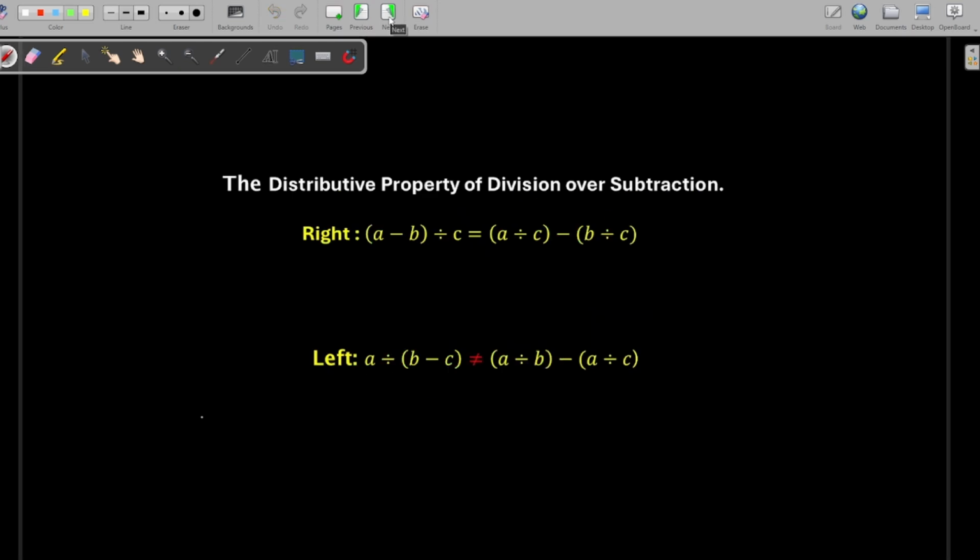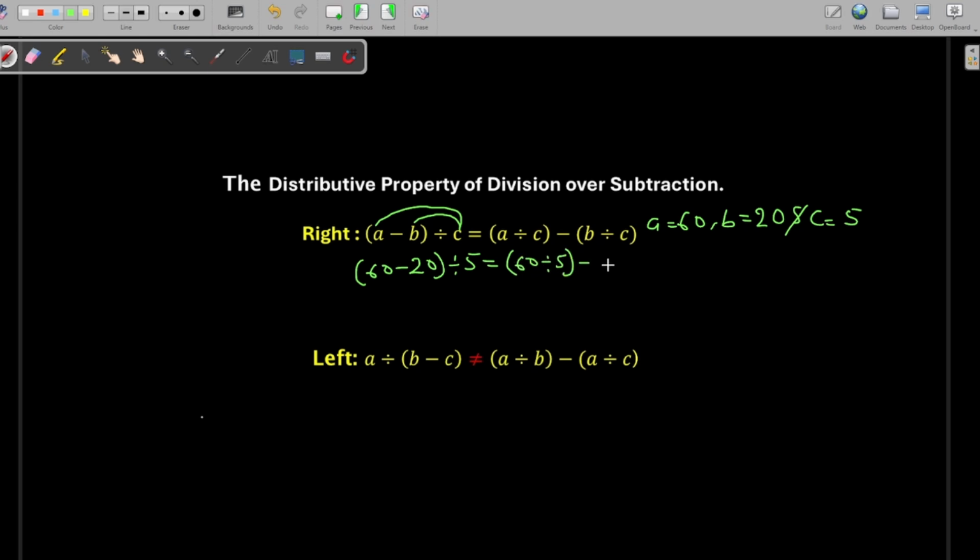Also, division is distributive over subtraction from the right hand side to give us this expression, but not from the left hand side. So for example, we have a to be 60, b equal to 20, and c equal to 5. So let's substitute into this expression. So we have open bracket a 60 minus b, which is 20, divided by 5. So that is equal to open bracket a 60 divided by c minus our b is 20 divided by 5.